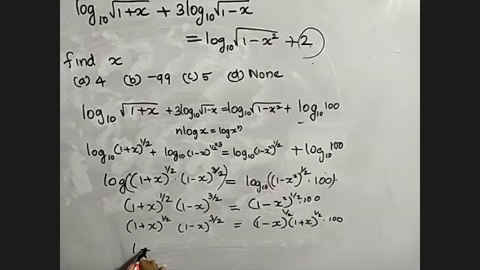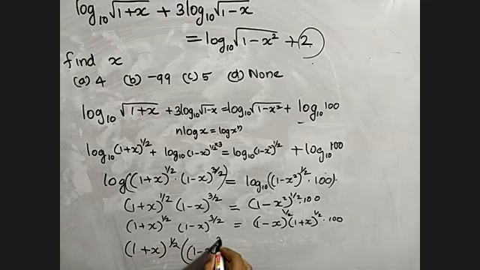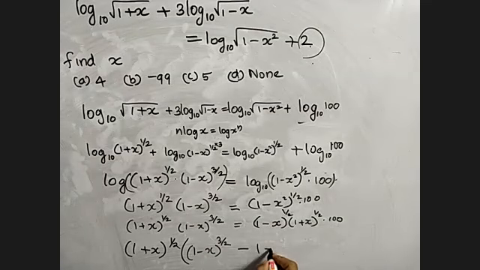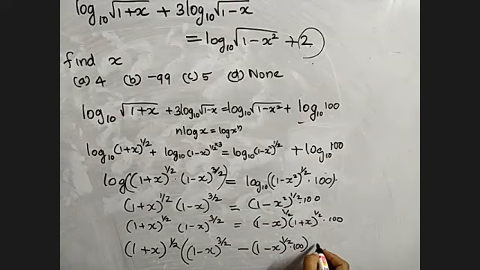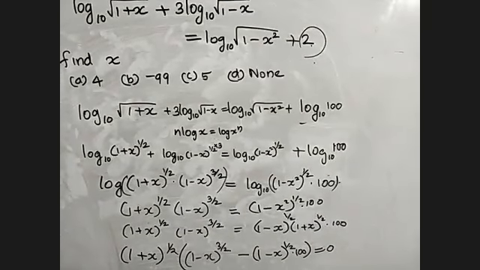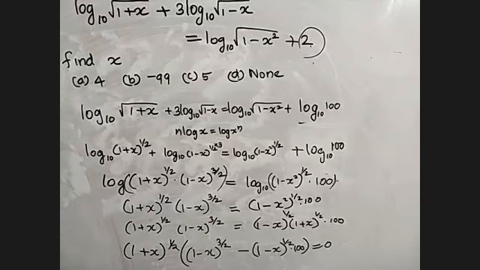So I'm bringing this to this side. So 1 plus x the whole raised to 1 by 2, remaining 1 minus x the whole raised to 3 by 2, minus 1 minus x the whole raised to 1 by 2 into 100 equal to 0. Okay, just simplifying. I'm just simplifying to get the value of x.